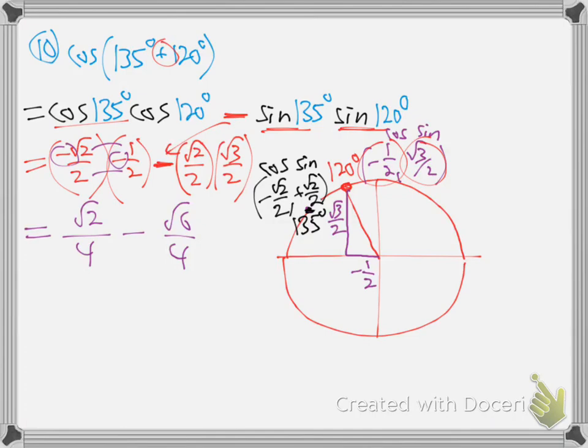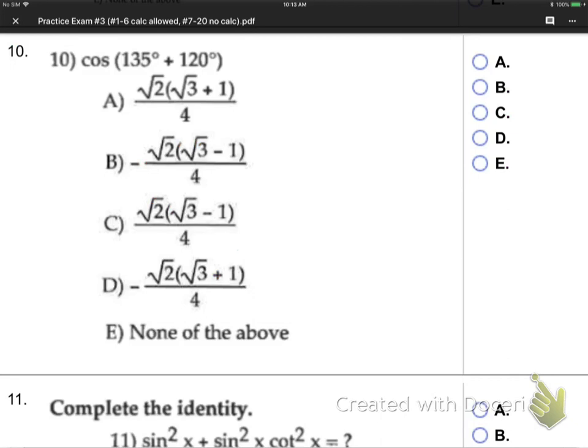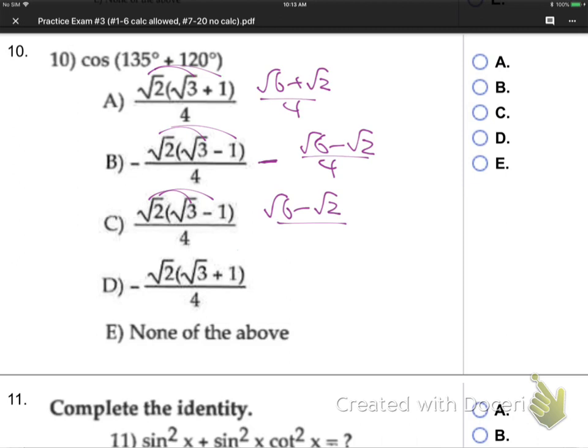Let's see. So it's over 4, so I'm only going to... well, they're all over 4. That didn't help. I thought it would help with that. All right, well, let's just start multiplying them out. Boom, boom. This is root 6 plus root 2 over 4. Boom, boom. There's a minus in front here. Root 6 minus root 2 over 4. Boom, boom. Root 6 minus root 2 over 4. Boom, boom, with a minus in front. Root 6 plus root 2 over 4.